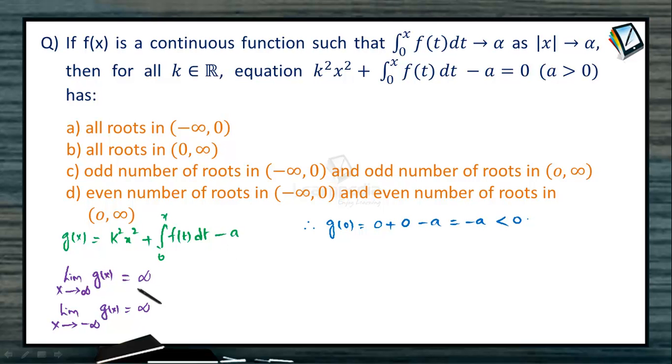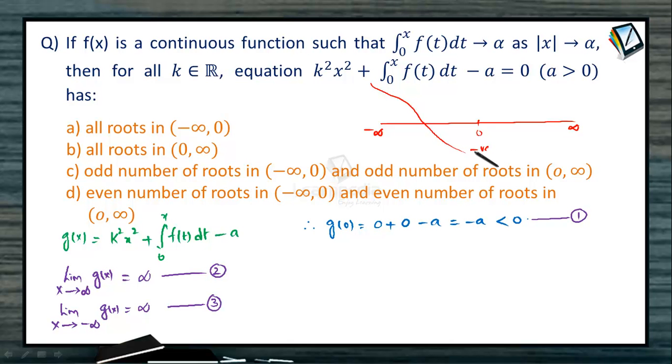Now what do we observe here? If you combine these as 2, 3, and g(0) being negative as 1, at 0 the function has a negative value, and from minus infinity to plus infinity the graph is tending towards infinity. So what do we observe? The graph starts somewhere and crosses the axis once between minus infinity and 0, because at 0 it should take a negative value, and again as x tends to plus infinity the graph should go to positive values, so it is crossing the x-axis once again, right?